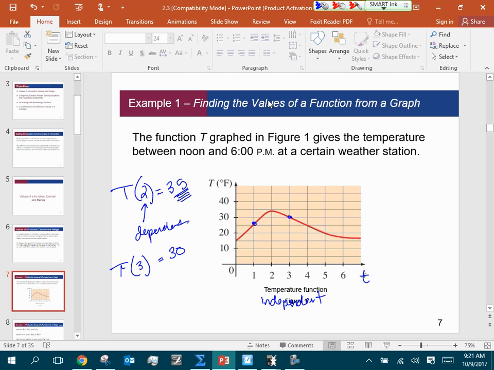is, in this case, between 2 and 3, 35 minus 30. We just subtract the output values. 35 minus 30, and that's going to give me 5, right? So from 2 o'clock, that 35, to 3 o'clock, it's a net change of 5, and it's decreasing in that instance, right? Okay.